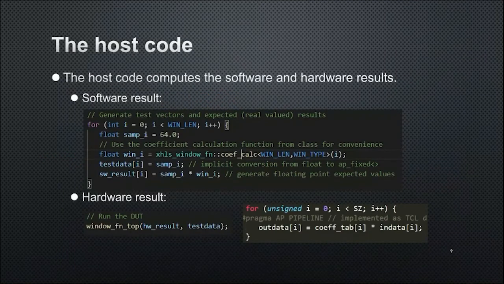And then it's about the host code. The host code mainly computes the same computation for software and hardware results. For software results, it computes the coefficient first and multiplies it with the input. And for hardware, it is similar. The coefficient is multiplied with the input data. It is in fact shown here. There are similar computations, but for the software, they are computed using float.